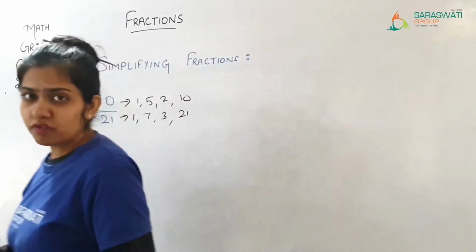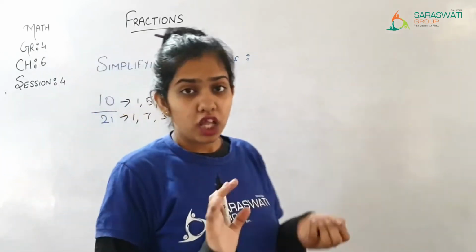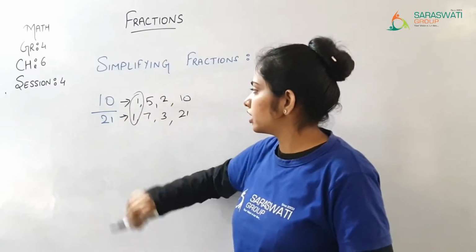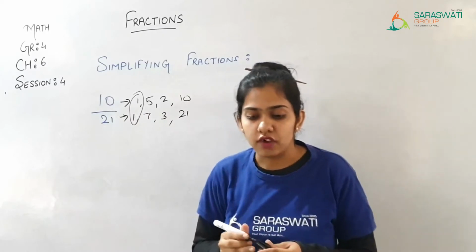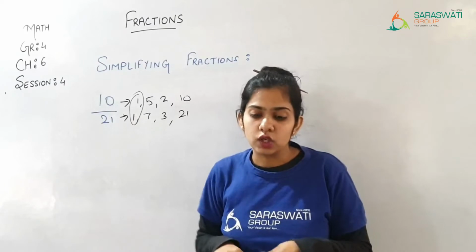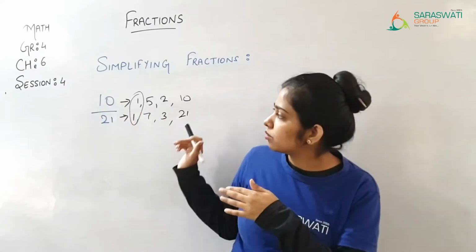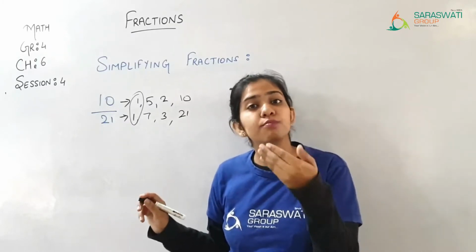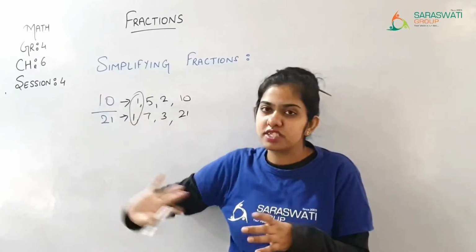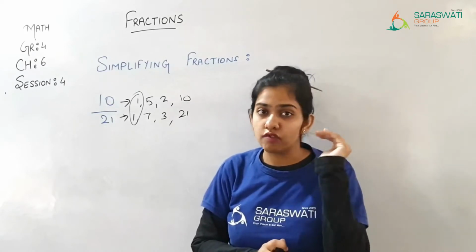So is there any common factor except 1? Is there any other common factor here other than 1? No, we don't have any other common factor other than 1. 1 is the only common factor between these two numbers, right? So 1 is the only common factor of 10 and 21, so 10 upon 21 itself is in the simplest form. If we try to simplify it, no other factors will come out, therefore 10 upon 21 is already the simplest form.